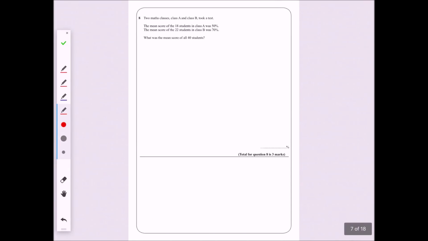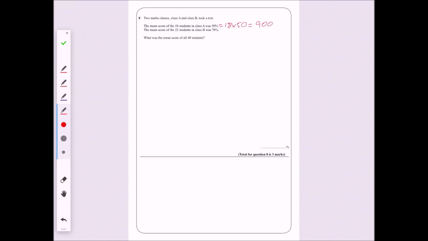Question 8. 2 maths classes, Class A and Class B, took a test. The mean score of the 18 students in Class A was 50%, and the mean score of 22 students in Class B was 70%. What was the mean score for all 40 students? So to work out the mean, we need to know what all the students' scores added up to, and then divide by 40. Now, to work out what the first 18 students added up to, we can do 18 times 50. Now, 18 times 50, 10 times 50 is 500, 8 times 50 is 400, so that would be 900.